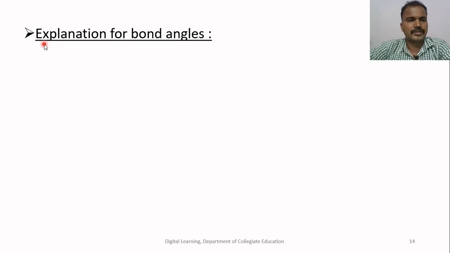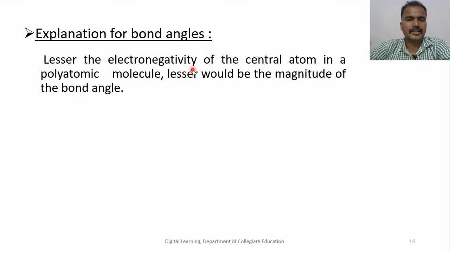It can be used in the explanation for bond angles. Lesser the electronegativity of the central atom in a polyatomic molecule, lesser would be the magnitude of the bond angle. This is because if the electronegativity of the central atom is less, then it would not be able to hold the bonded pair of electrons towards itself. Therefore, the bonded pair of electrons shift towards the other atoms attached to the central atom. As a result of this, the bond pair repulsion decreases, and hence the bond angle also decreases.